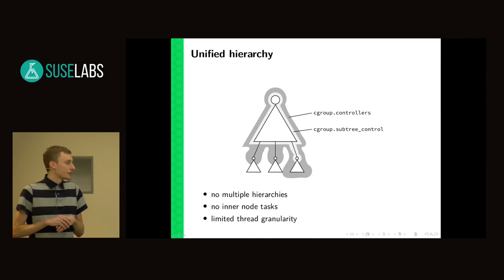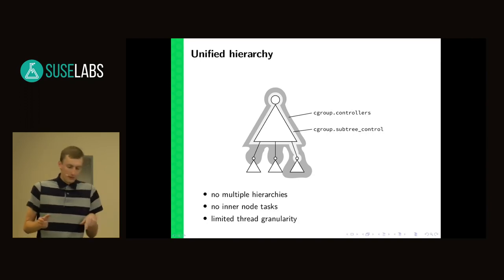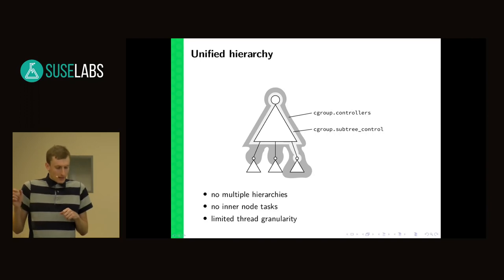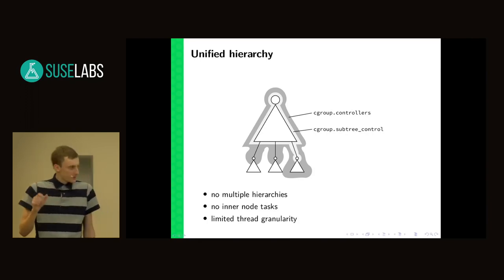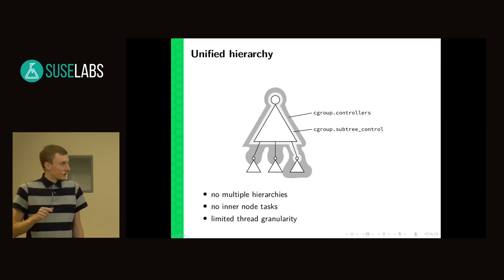And there are further constraints in the unified hierarchy: tasks cannot be in an inner node. And also, there is a limited thread granularity, in that controllers are divided into two groups. There are threaded controllers and non-threaded controllers. If a subtree has enabled only threaded controllers, then it can be marked as a threaded subtree, and threads can be migrated in this subtree as in cgroup v1. But for example, the memory controller is not threaded, so in that case, the whole subtree, despite being threaded, is only handled on the top level, as all the threads represent one domain, resource domain, they call it.